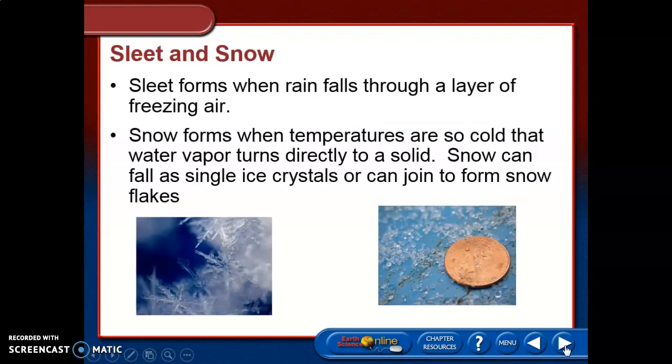Sleet and snow get a little more complicated. Sleet is rain that falls through a layer of freezing air, and boom, you have sleet. Snow gets a little more interesting. Snow forms when temperatures are so cold up in the cloud that water vapor, instead of going from water vapor to a liquid to a solid, which is the normal situation, goes directly from a water vapor to a solid, and boom, you have snow. It can fall as single ice crystals, or they can join together to make really pretty massive snowflakes.